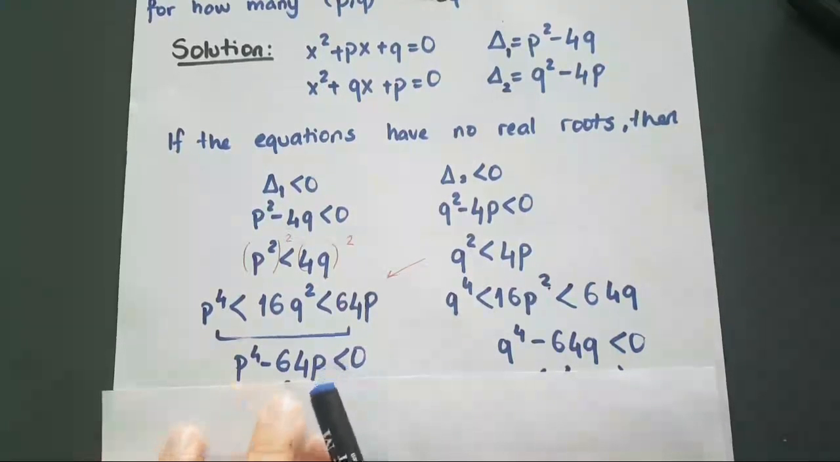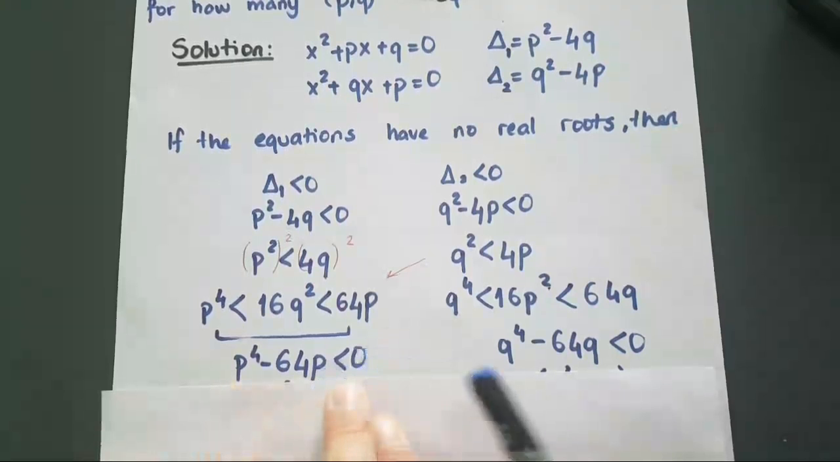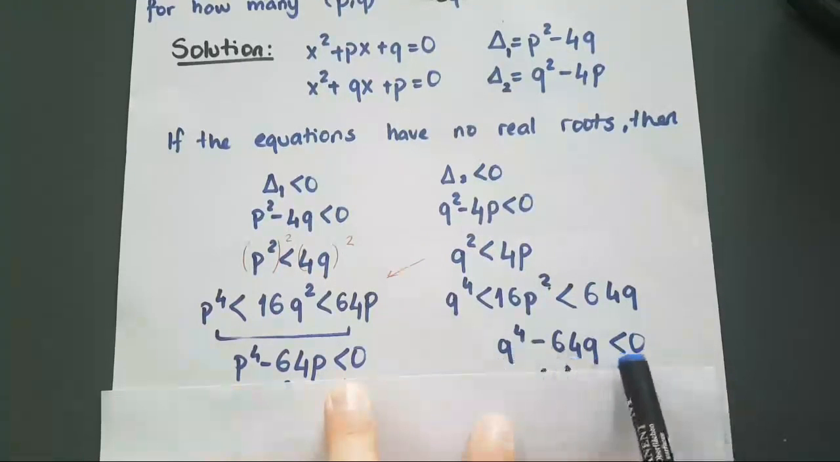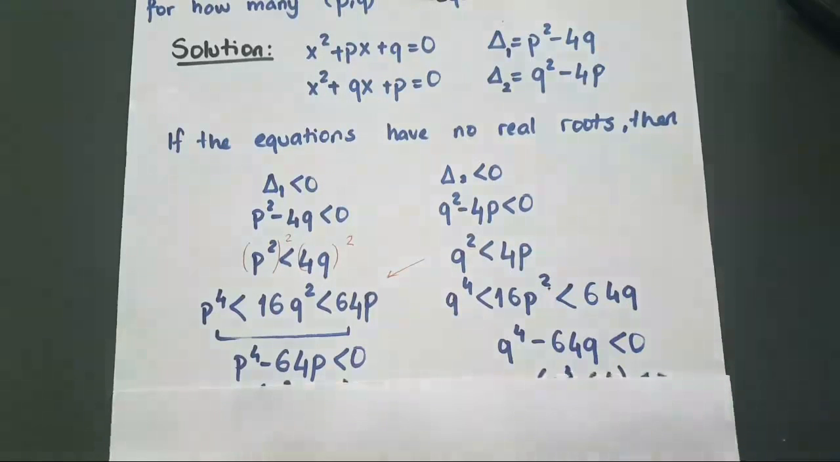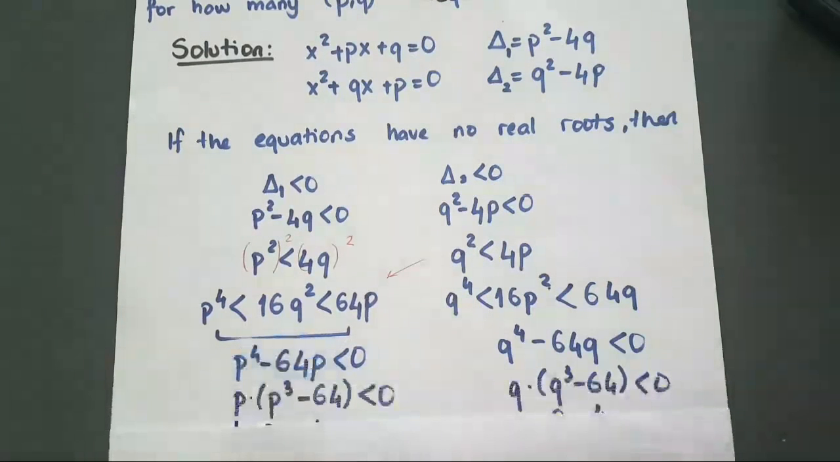p to the power of 4 minus 64p is smaller than 0, and q to the power of 4 minus 64q is smaller than 0. How do we solve these inequalities, guys? Remember, to be able to solve these inequalities, first we check zeros of the expressions, then we check the solution set with the help of a sign chart. When I factorize it, the factors of p to the power of 4 minus 64p will be p and p cubed minus 64. And the factors of q to the power of 4 minus 64q will be q and q cubed minus 64.